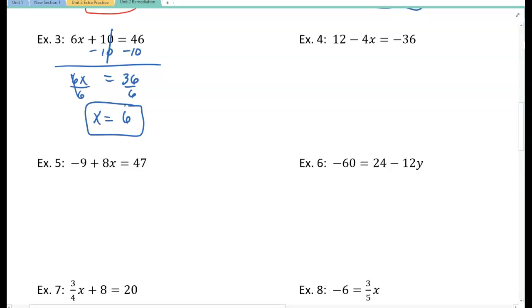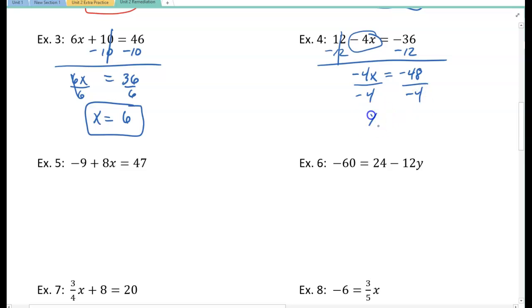Example 4, right? I look to get x by itself. First thing I do is that's positive 12, and that's what's linked to x by some form of addition or subtraction. Since it's positive, I'm going to subtract it. Because what should those add up to? 0, right? But what do I have to bring down? I have to bring down negative 4x equals negative 48. Now I can go ahead and divide by negative 4. And please keep track of your signs here. Negative 48 divided by negative 4 is positive 12.